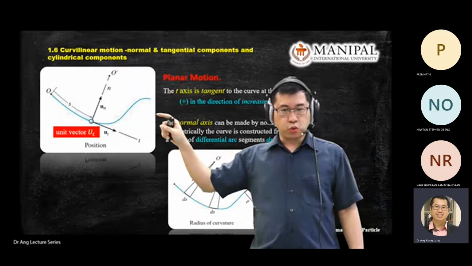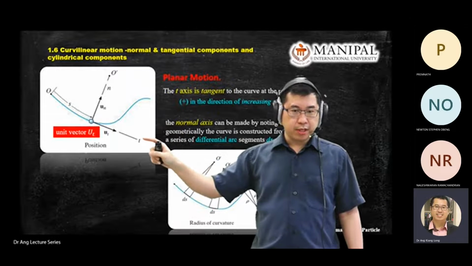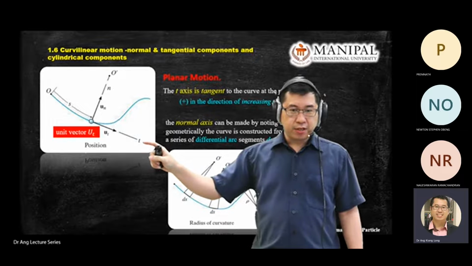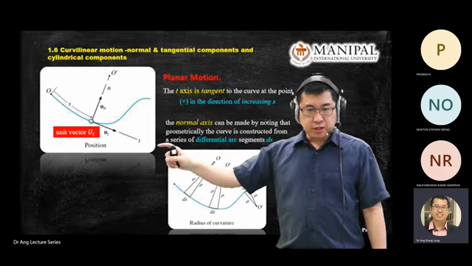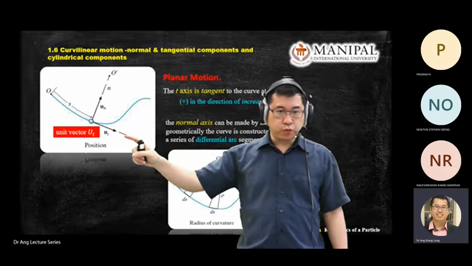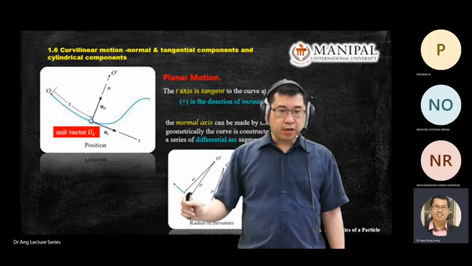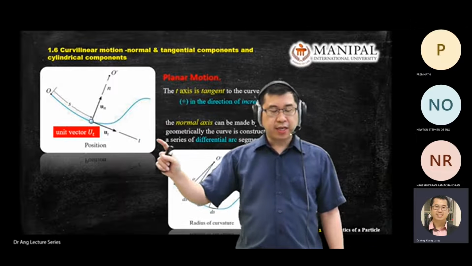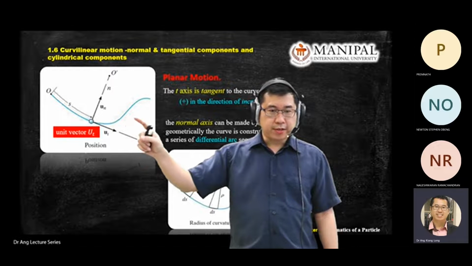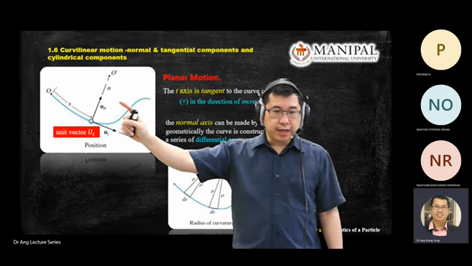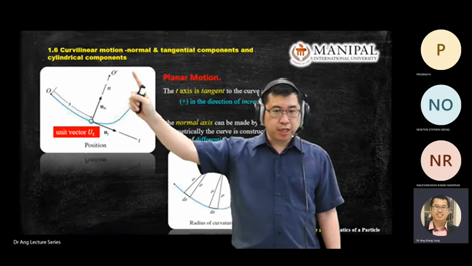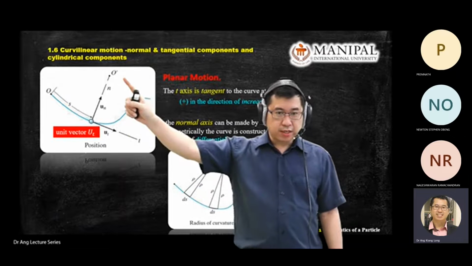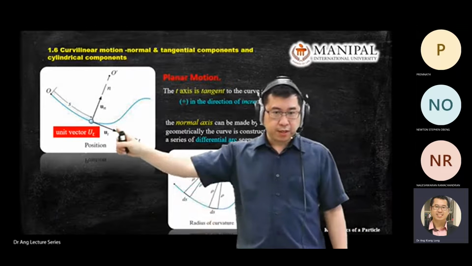If we want to study those particles, we can look at the tangent axis and the normal axis. The tangent axis always helps you to find the direction of your velocity, your acceleration, and so on. And then the normal component is pointing towards the center of the curve, right?